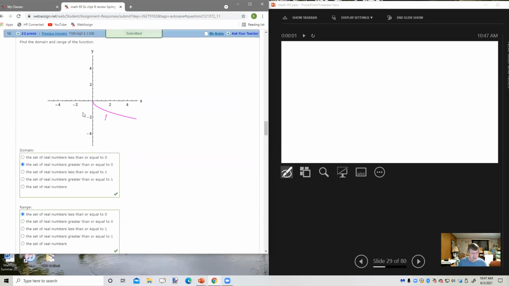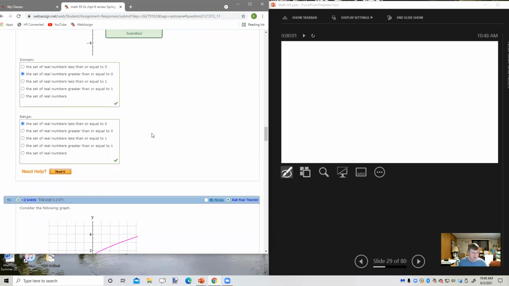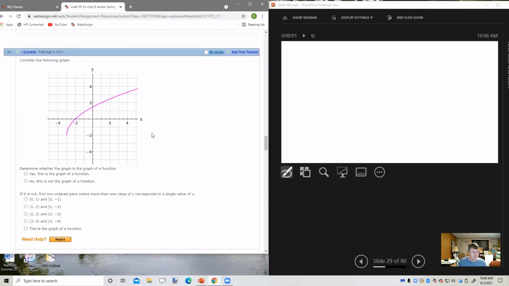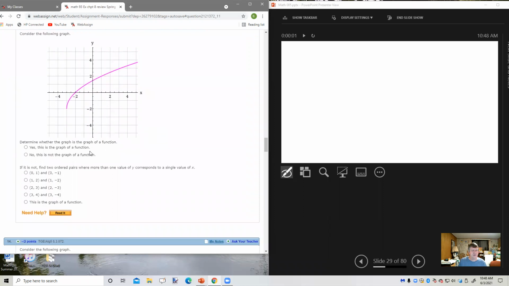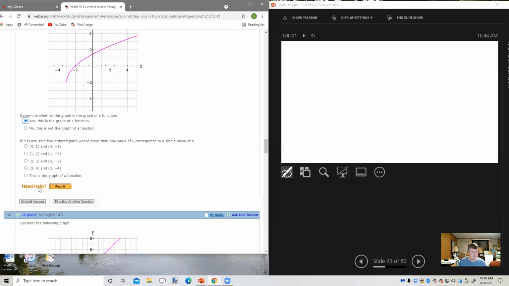Recall that domain is the x values, range is the y values. Consider the following graph. Is this a function? Well, does it pass the vertical line test? Yes. So this is a graph of a function.